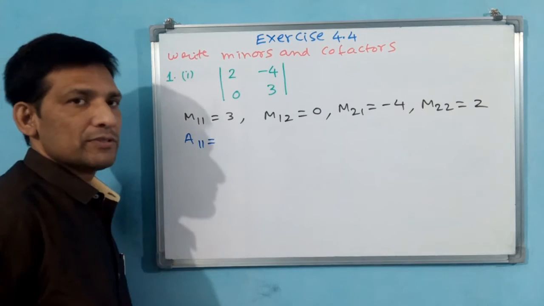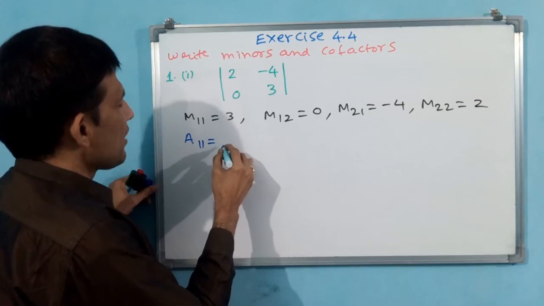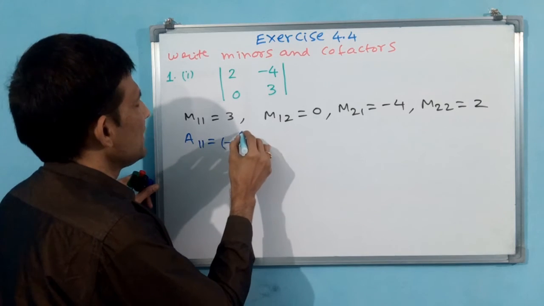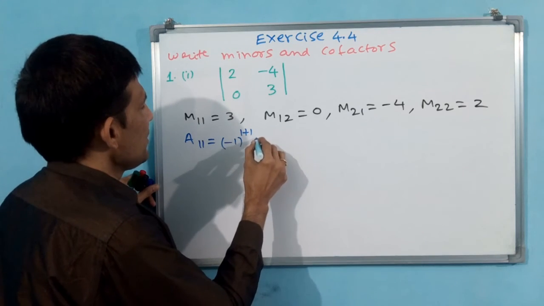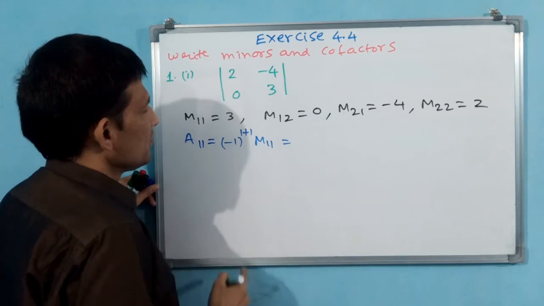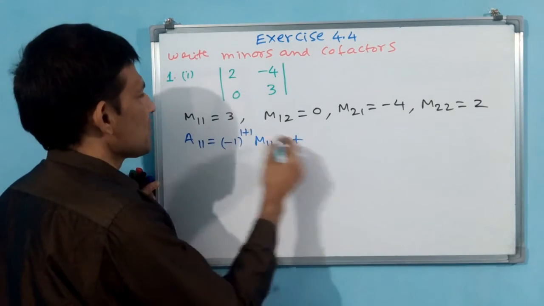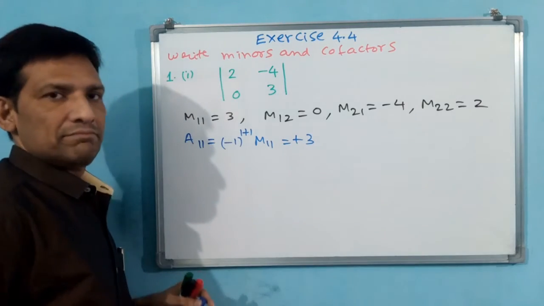I am finding cofactors. You write A11 is equal to, you see how I am writing A11. First I write (-1) whole power 1 plus 1 into M11, that is equal to (-1) square, which means plus only. M11 is 3, so plus 3. That's all.